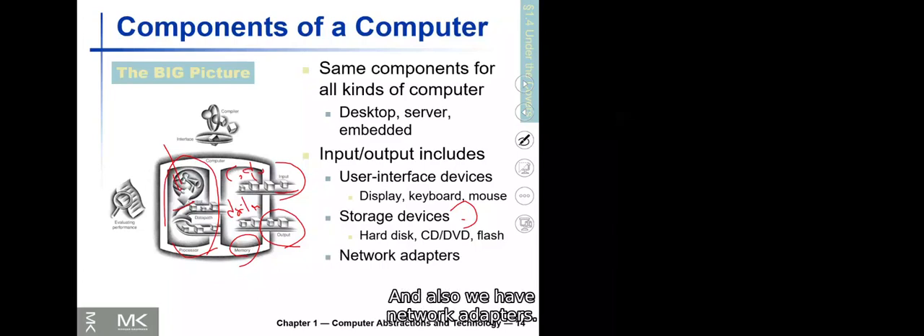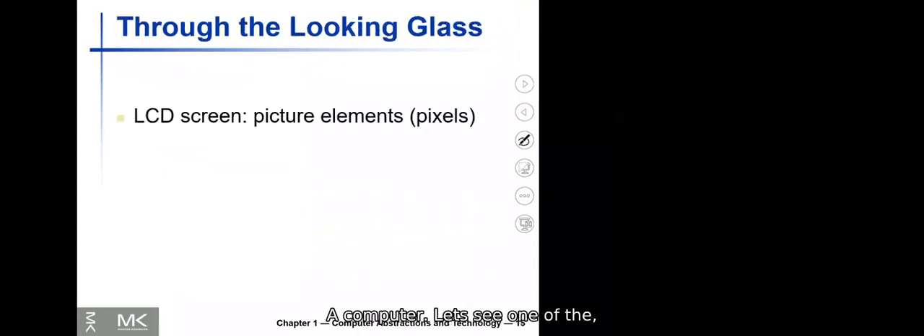And also, we have network adapters. Nowadays, everything is connected. The mobile, the smartphone, the desktop, anything would be connected. So the network now is a very important input-output in the computer. Maybe 30 years ago, it was not like that. We weren't talking about network. But now network is very important. These are the things that form a computer. So let's see some of them by example.